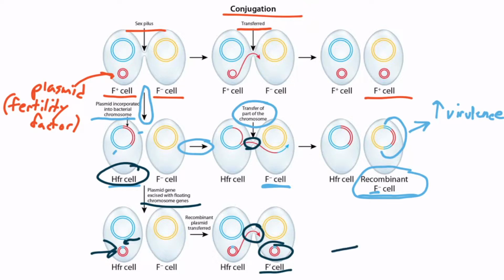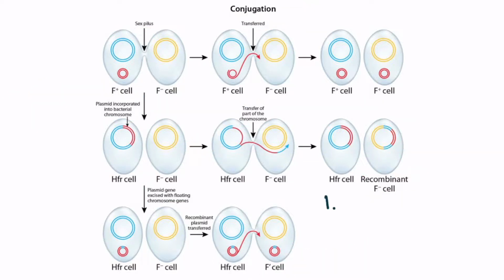And this F' cell has recombined genes, and those can be transferred horizontally, as though it were an F+ cell or an HFR cell. Now that's a lot of information, so let's break down the key takeaways that will help you dominate your exams. First, plasmids can facilitate new gene combinations.